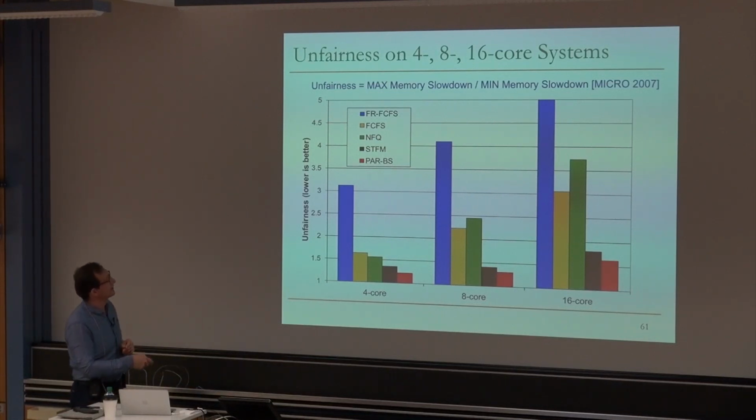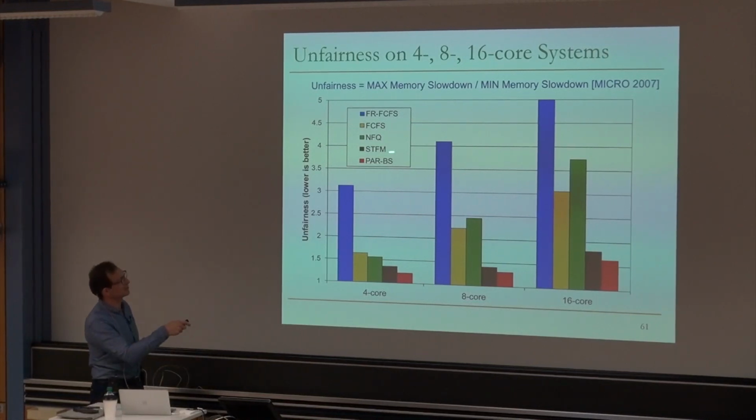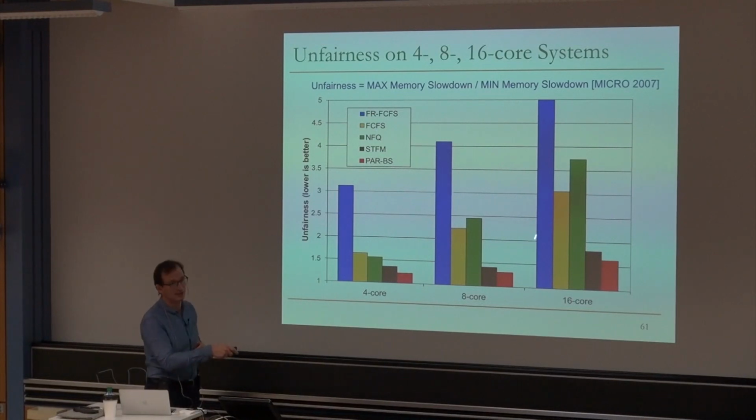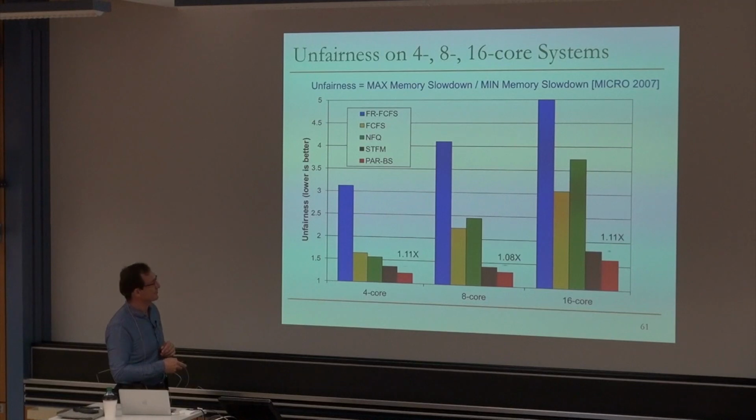So as you can see over here, FR-FCFS is very unfair, averaged across many of these workloads. FCFS is actually not so bad over here, but it becomes unfair as you increase the number of cores. And network fair queuing is also not that great because it doesn't take into account DRAM characteristics. Stall time fair memory scheduling is not bad in terms of fairness. It is best before PAR-BS, and PAR-BS is better in terms of fairness compared to STFM because it uses better techniques. And you can read the paper for more analysis.